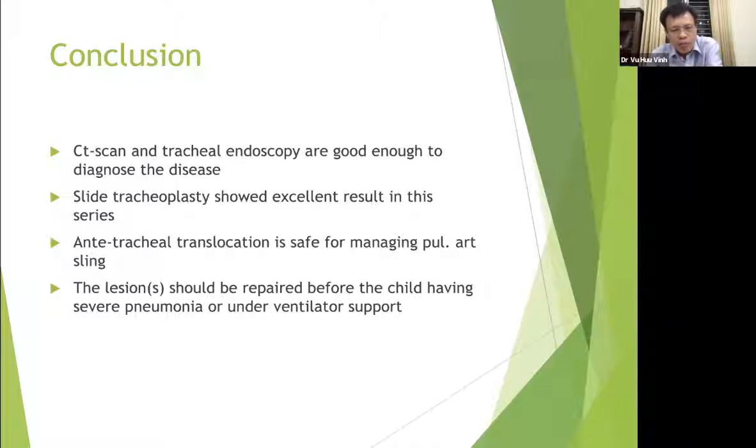And the lesion should be repaired before the child has severe pneumonia and is under ventilator support. Because when we make the diagnosis, or when we have to think about the surgery, some children can limit it by themselves and they can grow up and become adults without any symptoms or compromise of pulmonary function. But some will get sick, get repeated pneumonia, and be put on a ventilator. And when the patient has multiple infections and ventilator dependence, repair seems to be very challenging.